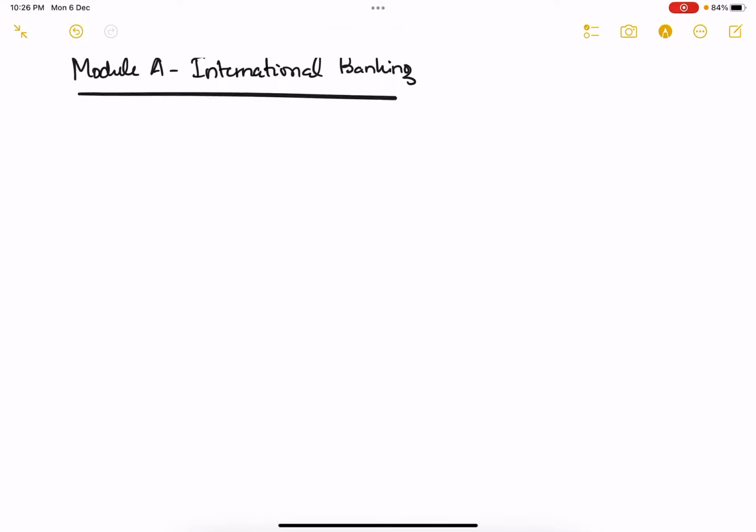So today we will be moving on to Module A of BFM, which is International Banking. Under International Banking, we will be learning about exchange rates and forex business. Let me give you a quick introduction on this.